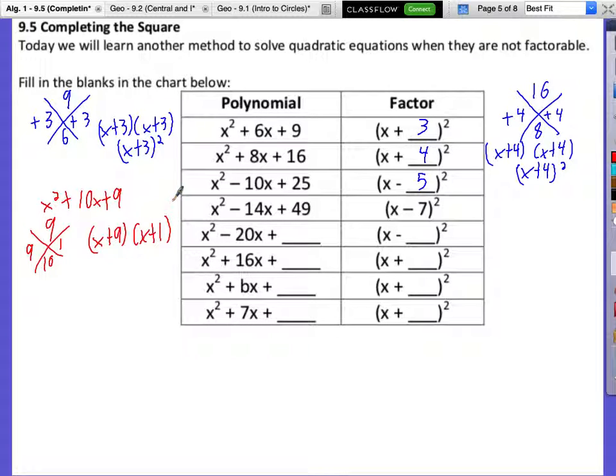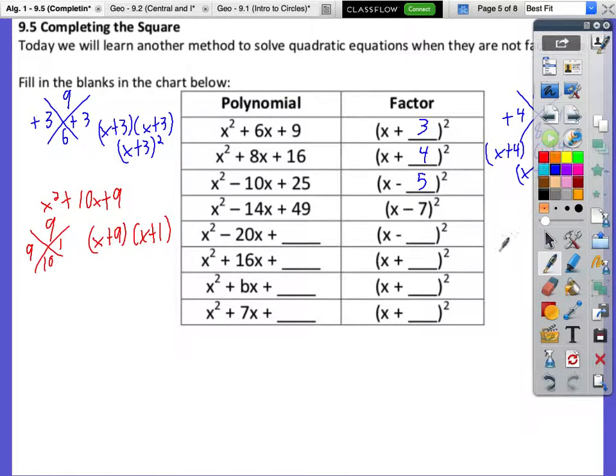Okay, so let's continue on. Here, how can we figure out what's going to go in here? Divide negative 20 by 2. Okay, so negative 20 divided by 2 is negative 10. And so where's this negative 10 going to go?